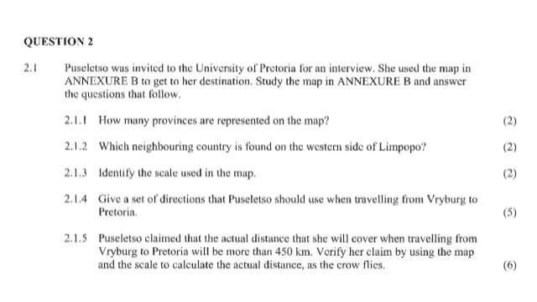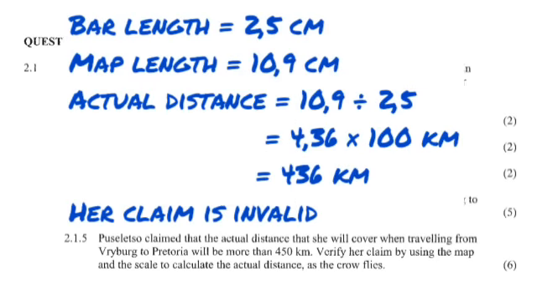Then the next question says Puseleto claimed that the actual distance that she will cover when traveling from Vryburg to Pretoria will be more than 450 kilometers. Verify her claim by using the map and the scale to calculate the actual distance. So what this is going to require is you to have an A4 copy of this question paper to be able to do this properly, because what you need to do is take your ruler and measure the bar length first, meaning you're going to go to the addendum and place your ruler on the centimeter side and measure the length of that bar you've been given.